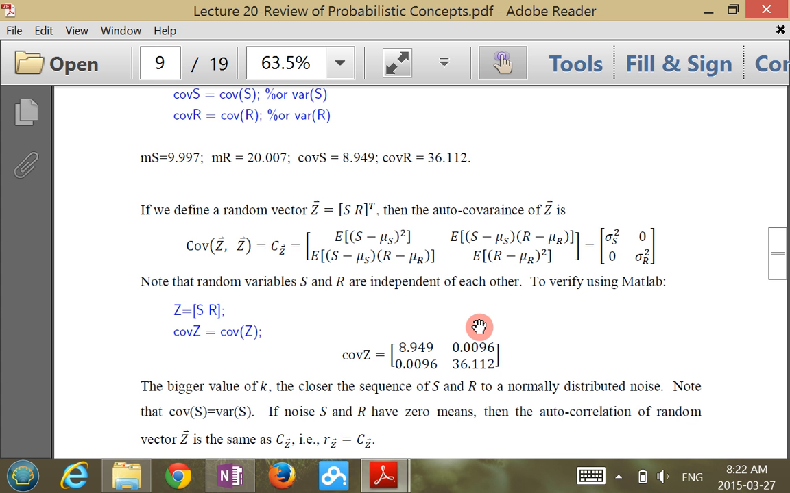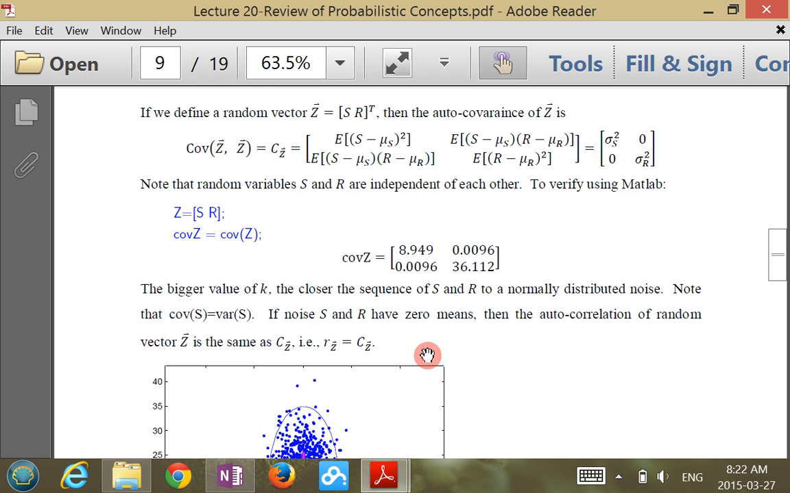Given k equal to 100,000, this is what I get here. Apparently this is close to 0, and this is 9, this is 36. That's what it's supposed to be.